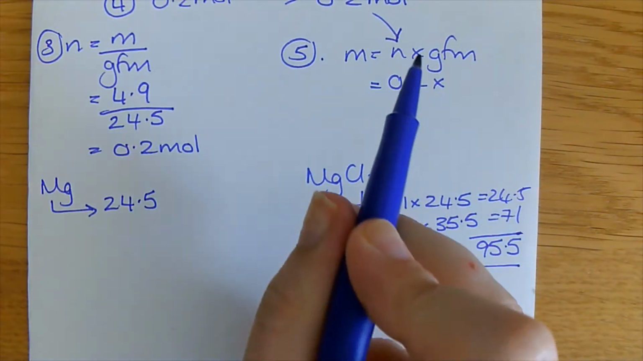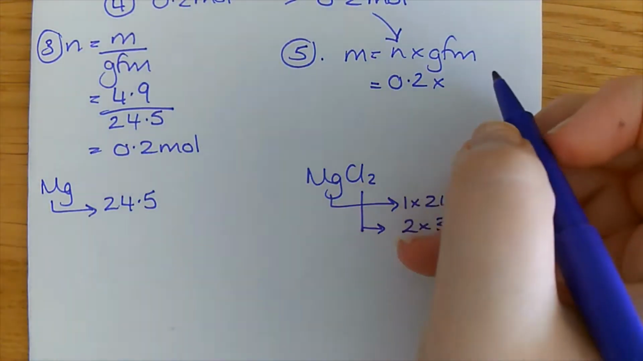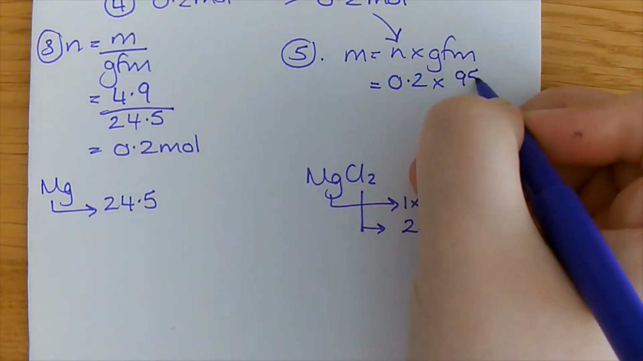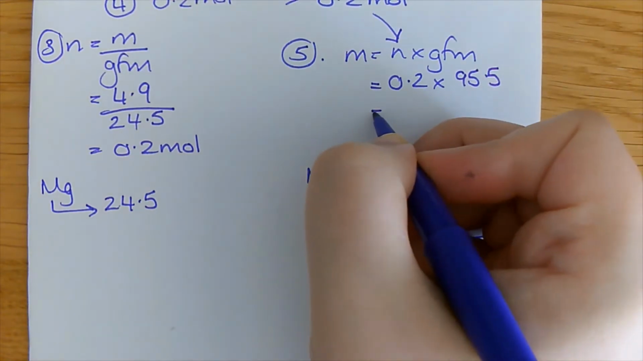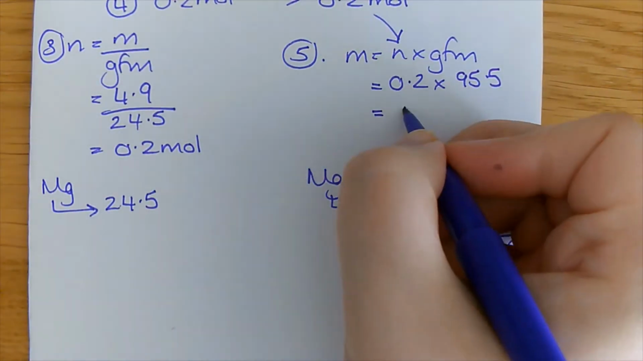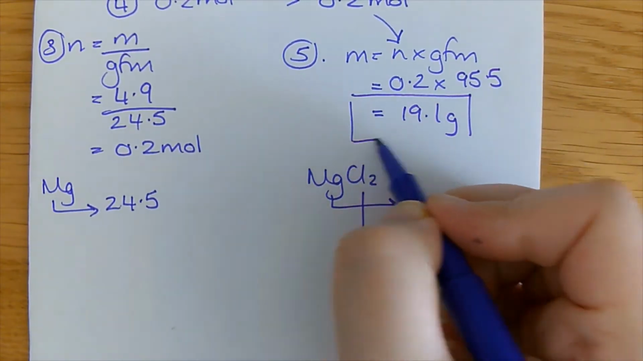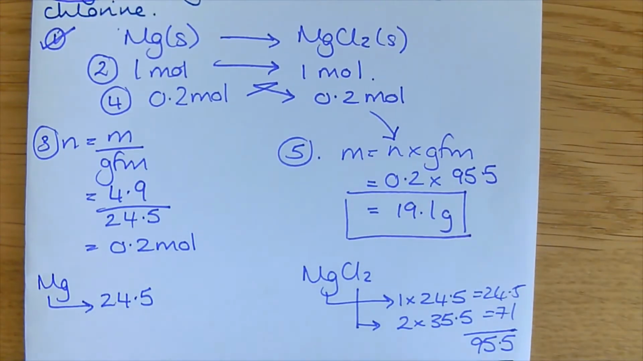Add that up and you'll get 95.5. You bring this value up here for our gram formula mass. So our mass is 0.2 moles times 95.5. And the answer that we get there is 19.1 grams. So the mass of magnesium chloride produced in the reaction of 4.9 grams of magnesium with excess chlorine is 19.1 grams.